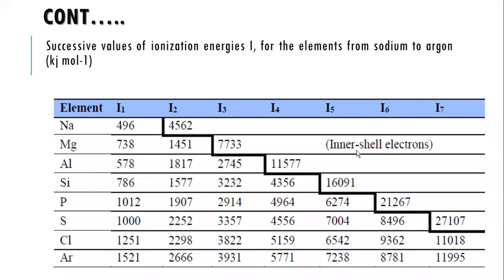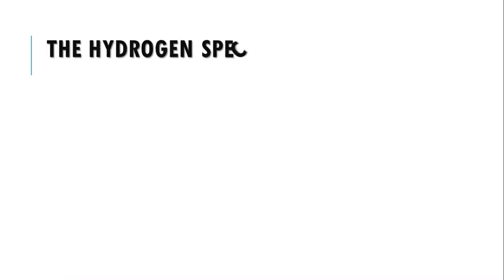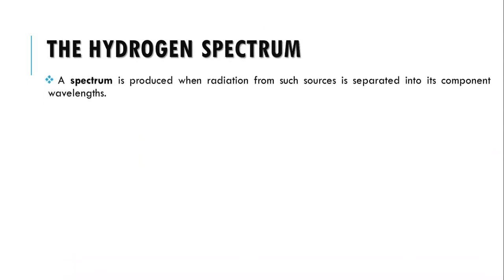Next, we will step into the hydrogen spectrum. The spectrum is very important in atomic structure. So here we are going to define what is meant by spectrum. A spectrum is produced when radiation from such sources is separated into its component wavelengths. So this is what we call a spectrum.